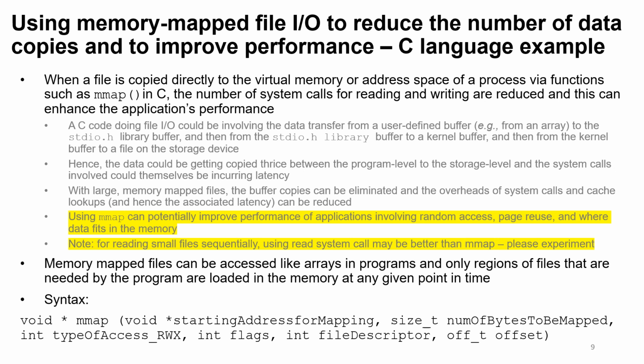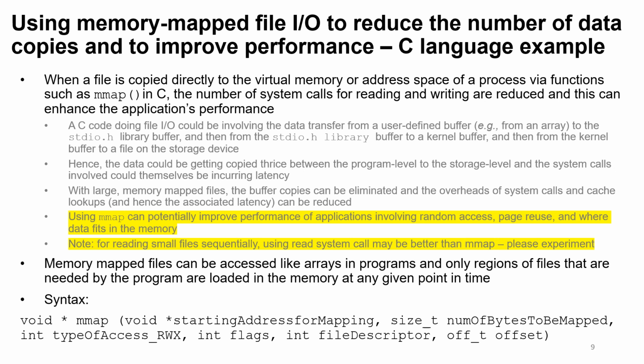Hence, by using memory mapped files, the buffer copies can be eliminated and the overheads of system calls and cache lookups, and hence the associated latency, can be reduced. Therefore, using the mmap function for large files can potentially improve the performance of applications, especially those involving random access, page reuse, and where data fits in the memory. Please note that for reading small files sequentially, using the read system call may be better than using mmap, and experimentation to find the best option amongst the two should be done.